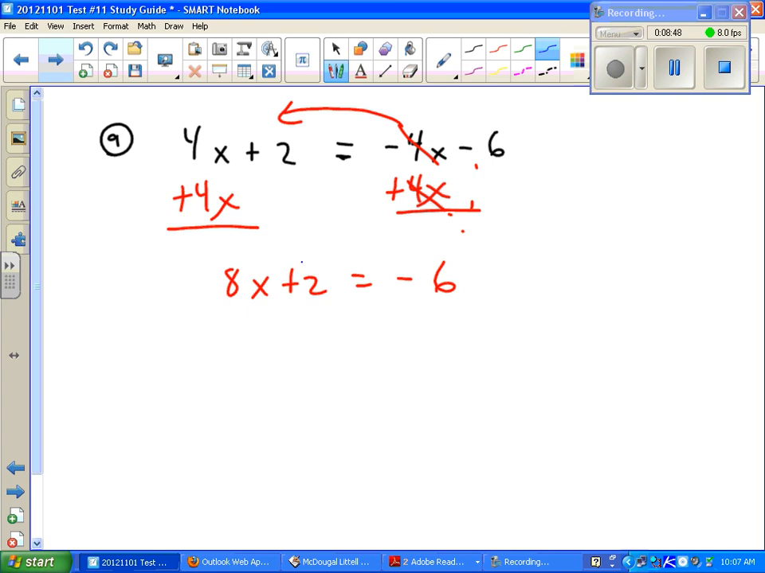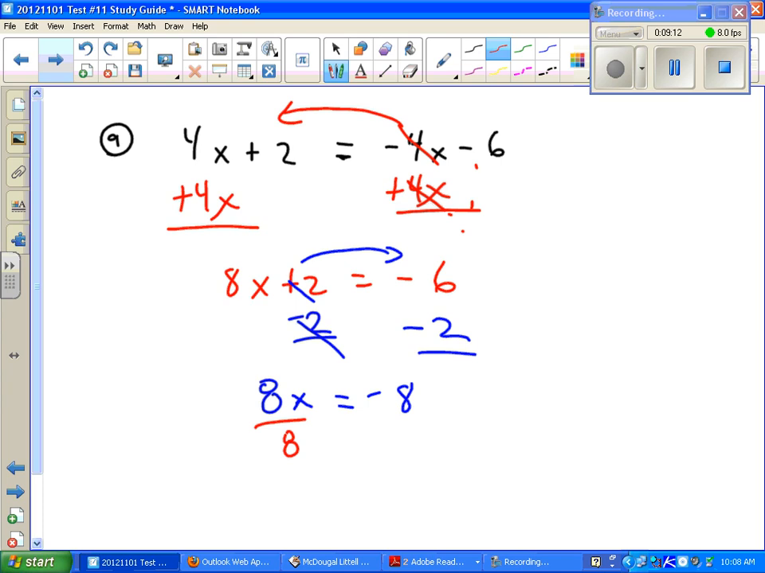Move everything that's not a variable term to the other side, or your x term. It says plus 2, so subtract 2. You subtract 2 on the left, subtract 2 on the right. You're left with 8x. These will cancel each other, equals negative 6 minus 2, same sign, add them up. You get 8, and since they are negative, keep them negative. That says 8 times x, so undo that by dividing by 8. You divide the left by 8, divide the right by 8. These will cancel and leave you with just x. And negative 8 divided by positive 8, opposite signs, is going to be negative 1. Negative 1.